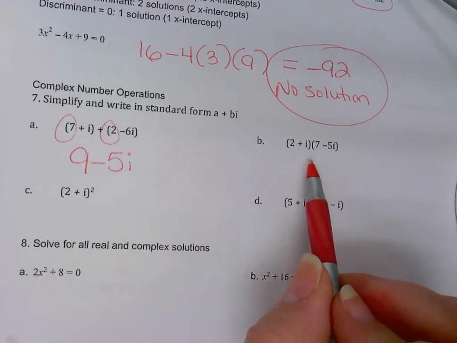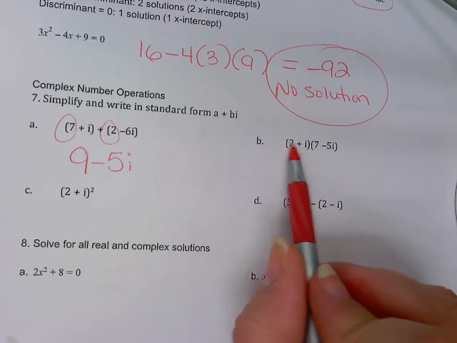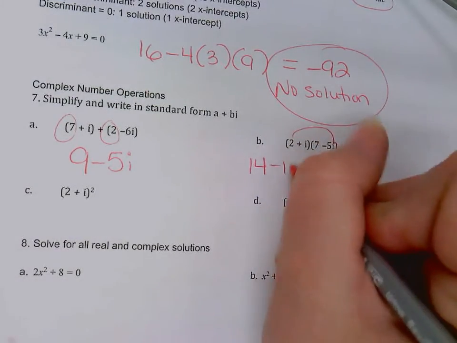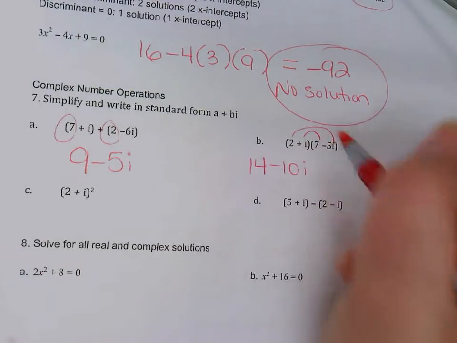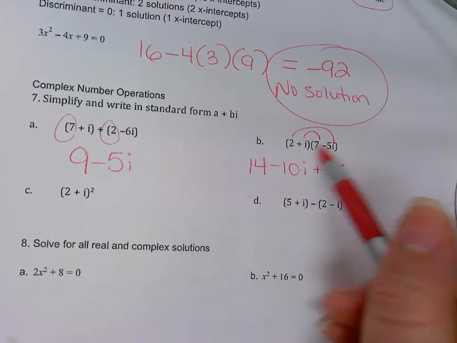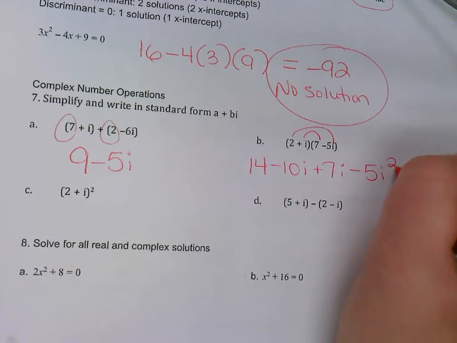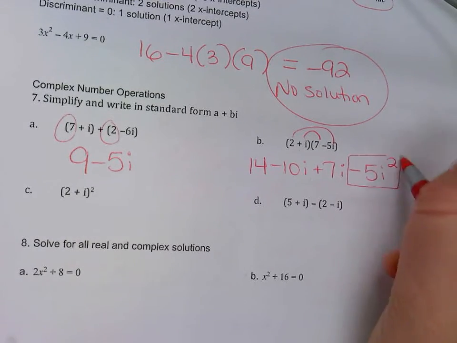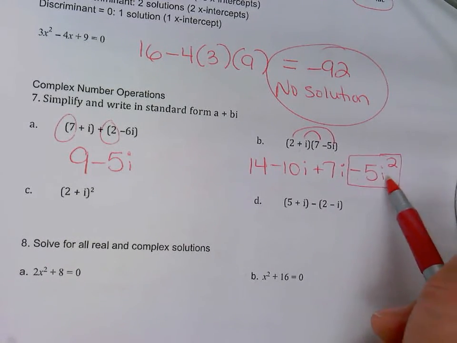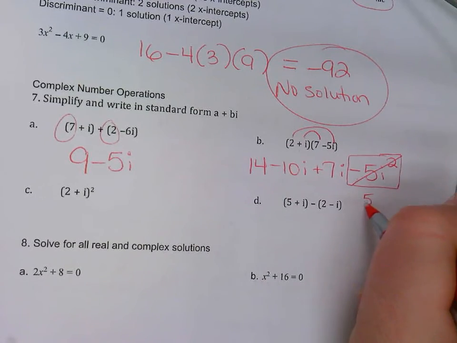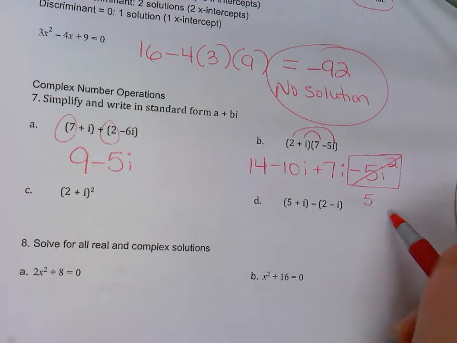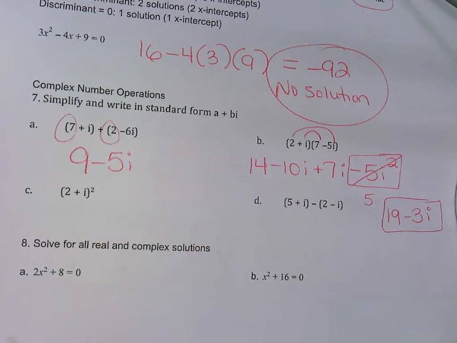If you're multiplying, you need to use FOIL. 2 times 7 is 14. 2 times -5i is -10i. 7 times i is 7i. i times -5i is -5i squared. Whenever you see i squared, that is equal to -1. -5 times -1 is the real number, +5. So when you're combining like terms, that gets added to 14. So you really have 19 minus 3i as your standard form answer.